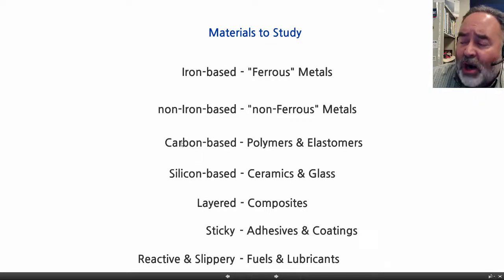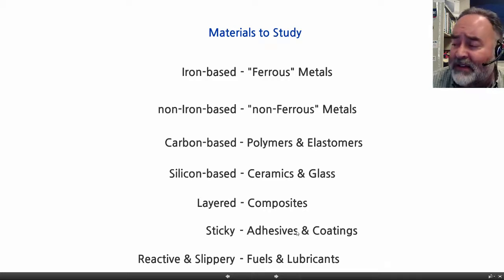If we move over to carbon-based molecules, we get polymers and elastomers. If we move over to primarily silicon-based molecules, we get ceramics and glass. If we layer these things, or we mix groups of metals, polymers, and ceramics, we get composites. And then we can specifically look at materials that are sticky and stick to each other. And those are adhesives and coatings.